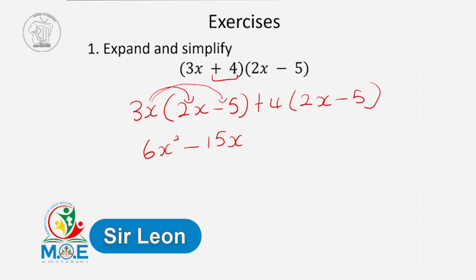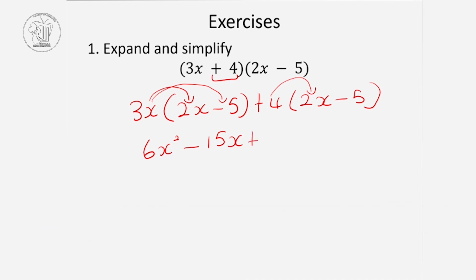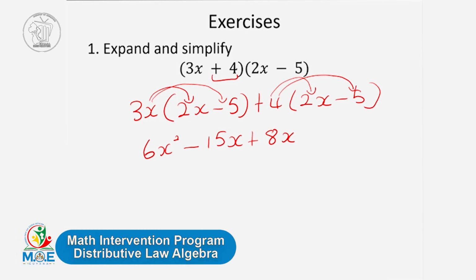And now we have the plus 4 multiplied by everything in the bracket. This will be positive times a positive will give me a positive. 4 times 2x will give me 4 times 2 is 8. And I bring back the x. And now we have 4 times negative 5. So a positive times a negative would give me a negative. 4 times 5 would give me 20.